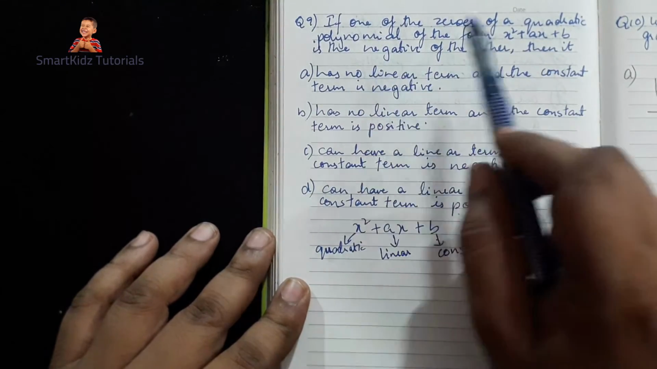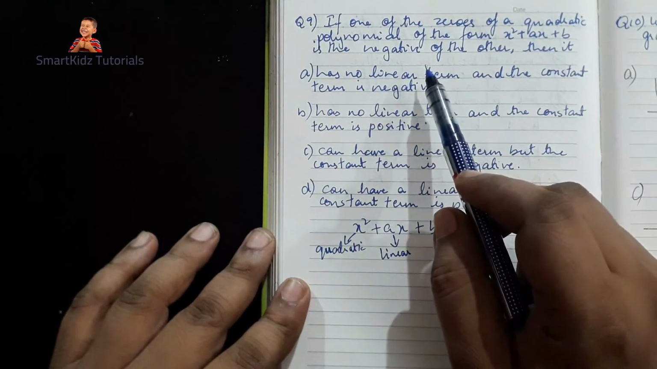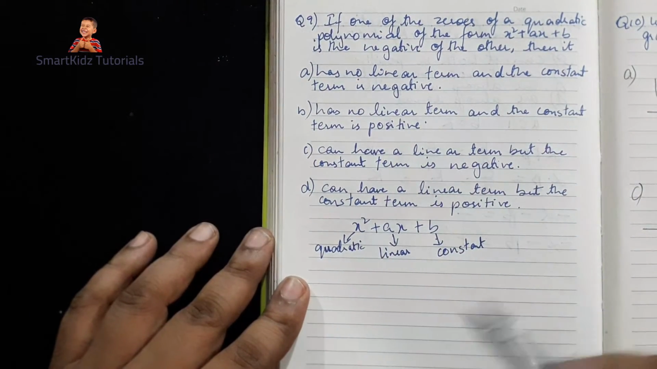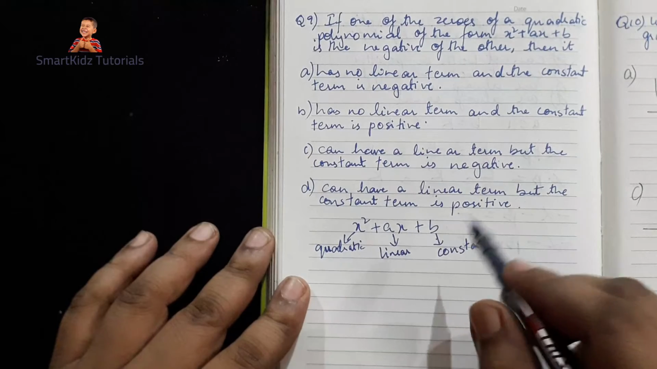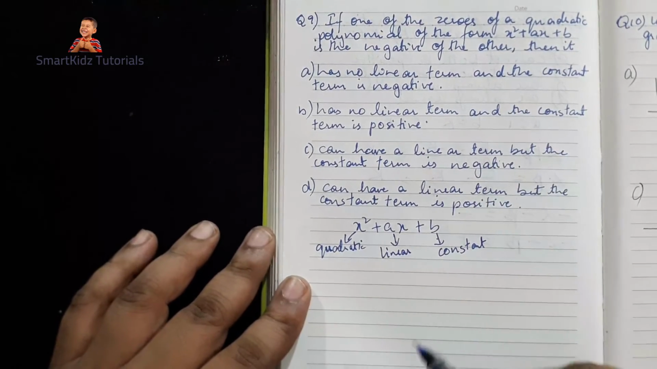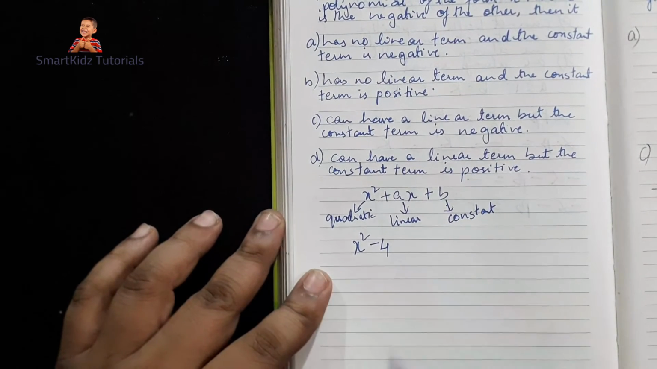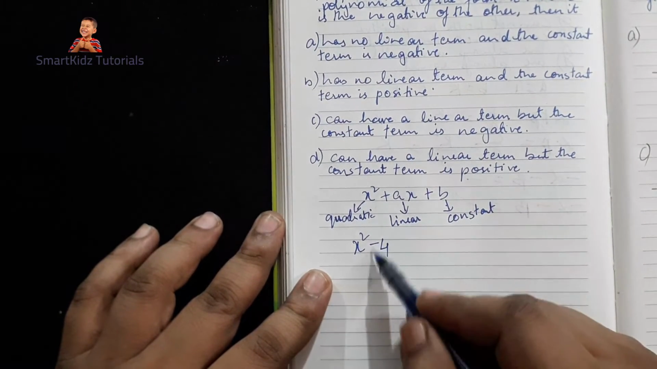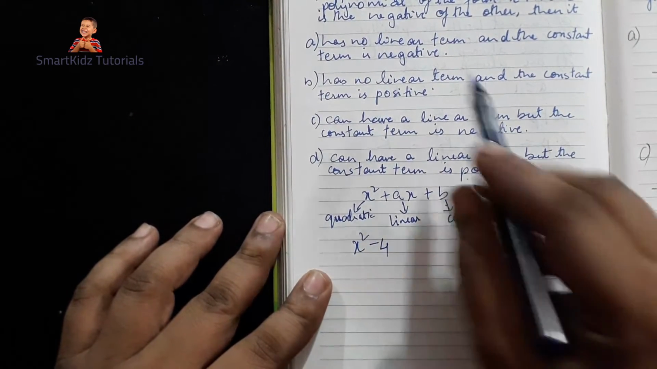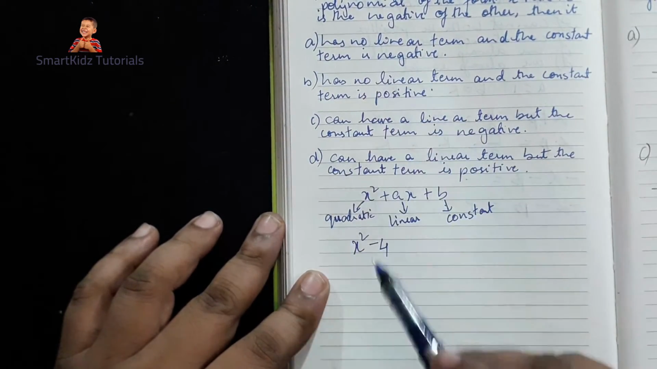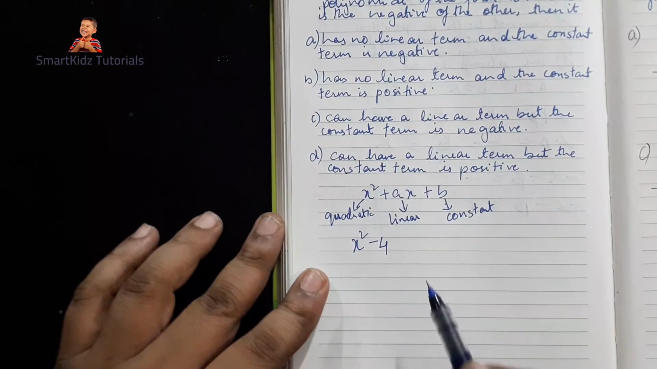Reading that once again, it says one of the zeros of the quadratic polynomial is the negative of the other. That means the zeros are the same, but they are of opposite signs. Something like this, x square minus 4. See, there is no linear term over here, and the constant term is negative. So our answer should be has no linear term and the constant term is negative. But we'll explore this possibility further.